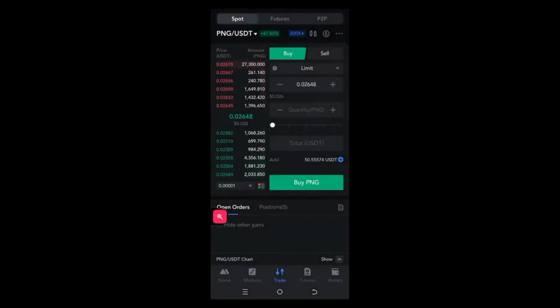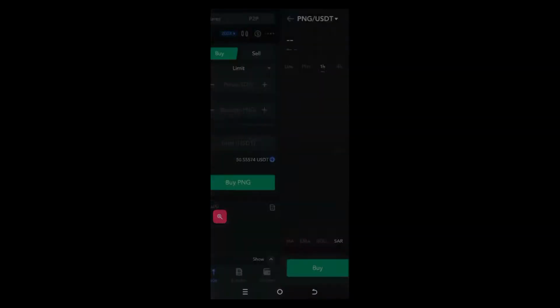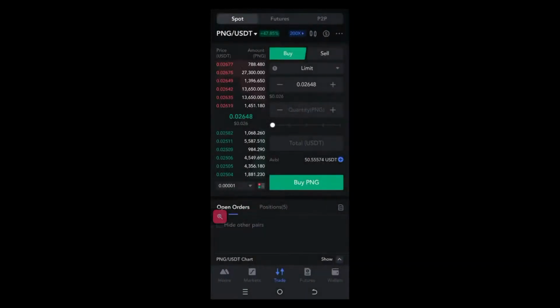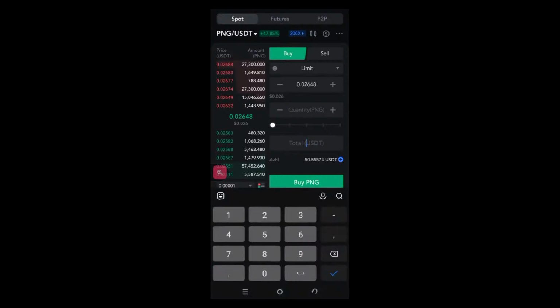Do we want to try this out one more time? Let me check this out. It looks like it's in pump mode. Yeah, I think I'll try this out one more time. Let's go, there's no harm in it. So we have 555. I'm only going to put $50 in there. Let's put $50 in there.